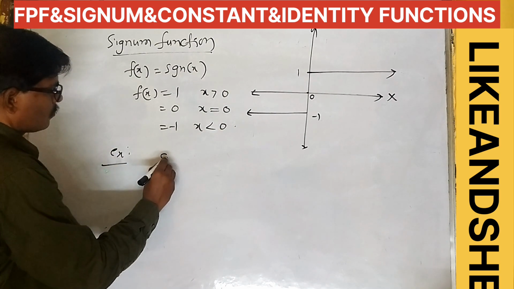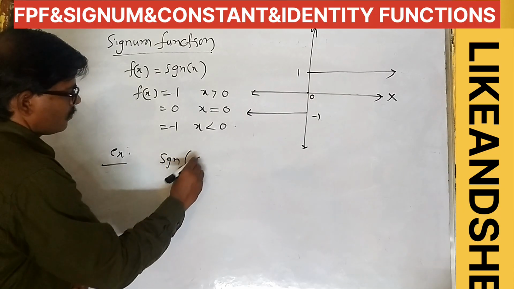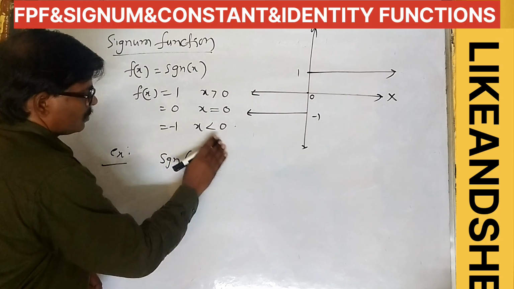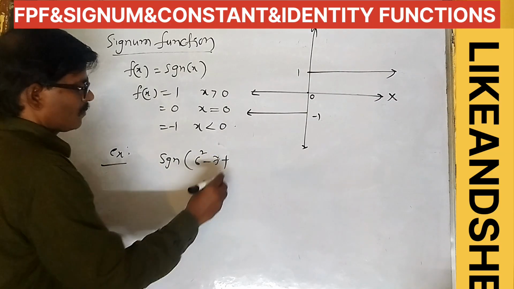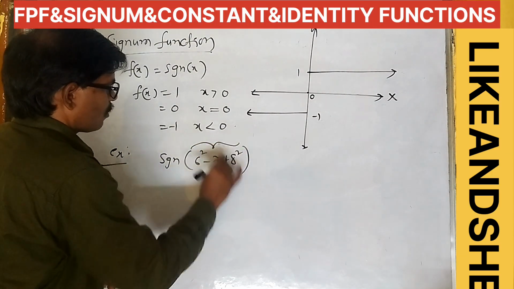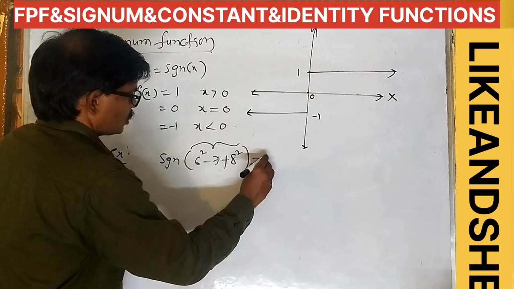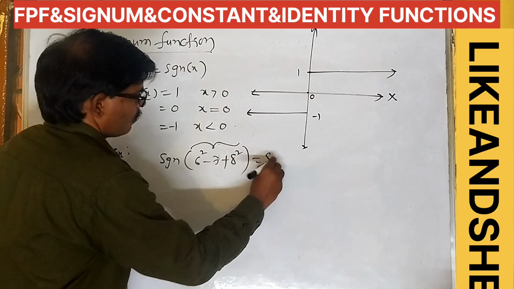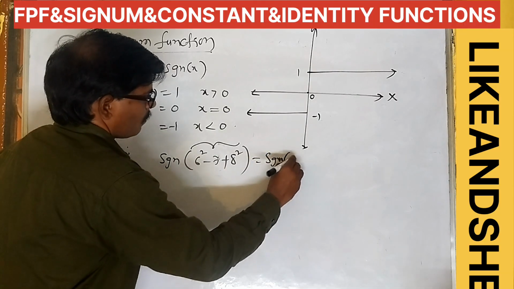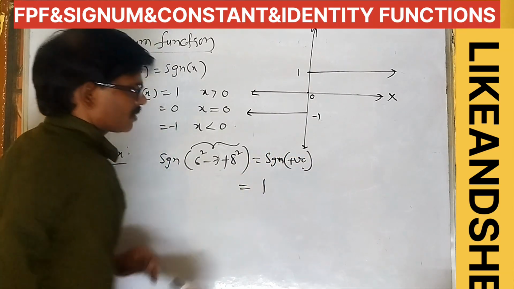Signum of 6 square minus 7 plus 8 square. What is the total value equal to? The total value is positive. The signum function of a positive value is positive, which means this answer is equal to 1.